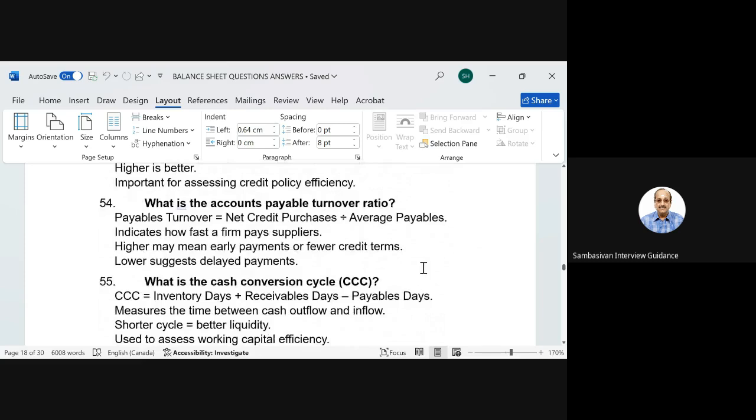Continue. 54. What is the account payable turnover ratio? Payable turnover is equal to net credit purchase divided by average payables. Indicates how fast a firm pays suppliers. Higher may mean early payments or fewer credit terms. Lower suggests delayed payment.